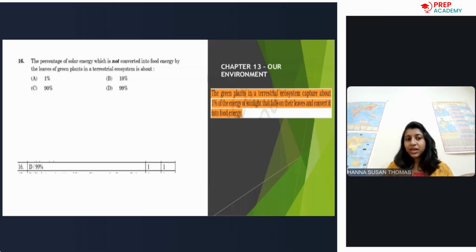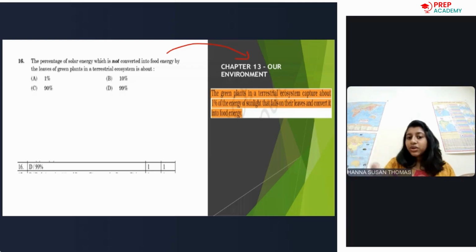Solar energy which is not converted into food energy by the leaves of green plants in a terrestrial ecosystem is about... So here it's a direct but indirect question. You can say that. This question has been taken from chapter 13, Our Environment.